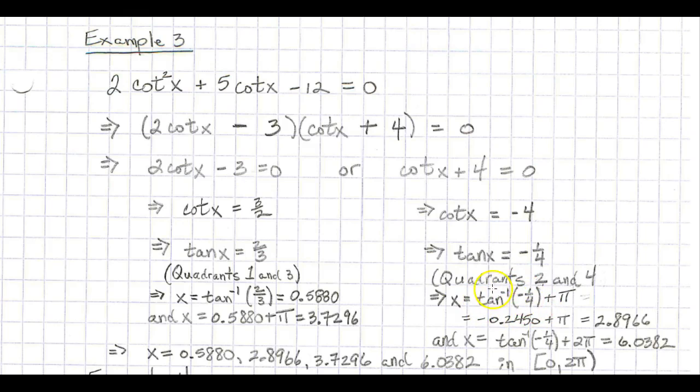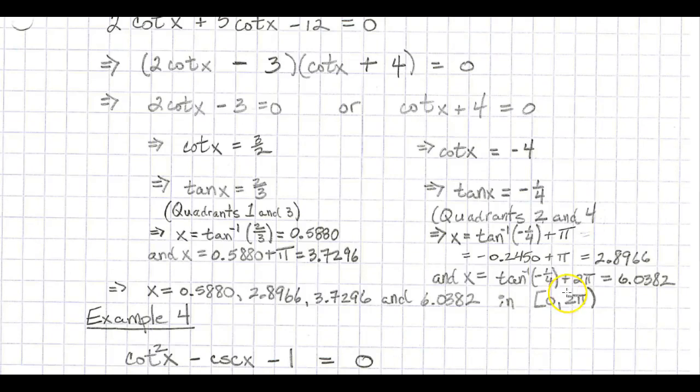If you put that into your calculator, that'll give you an angle in the fourth quadrant, but a negative angle, remember, because your calculator restricts it between minus pi over 2 and pi over 2. But to get the second quadrant angle, I take this guy plus pi units later, so it's 2.8966. And then to get in the fourth quadrant, I take the guy that's in the fourth quadrant but has a negative angle and add 2 pi to it to get 6.0382. So the 4 places for x between 0 and 2 pi are these 4 values of x that solve this equation.